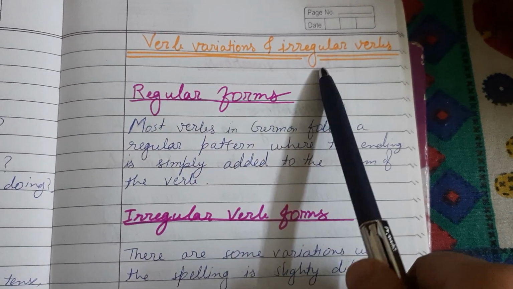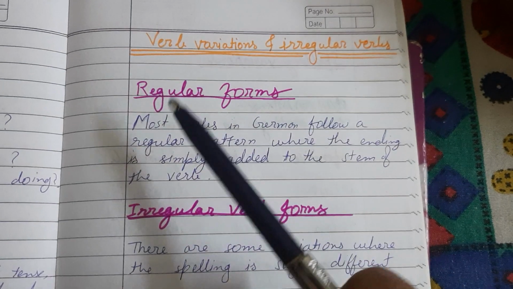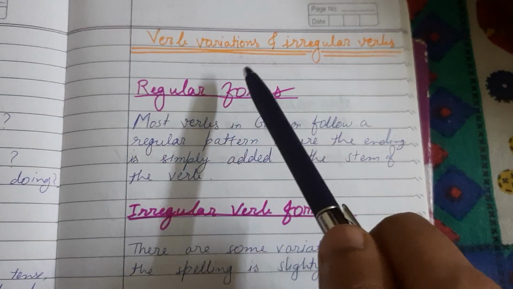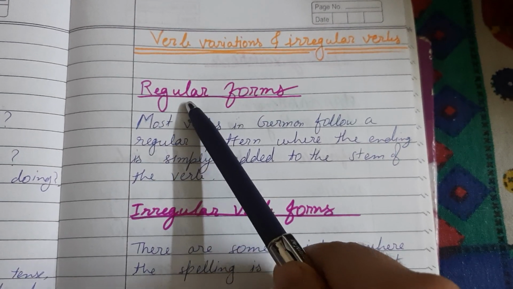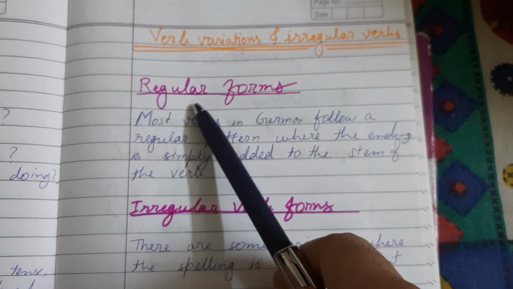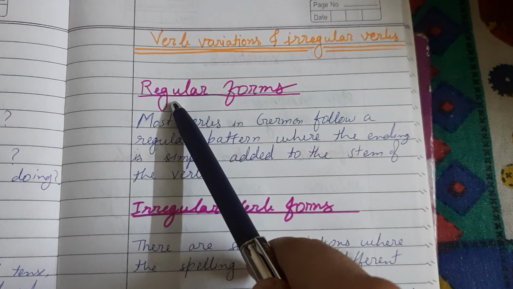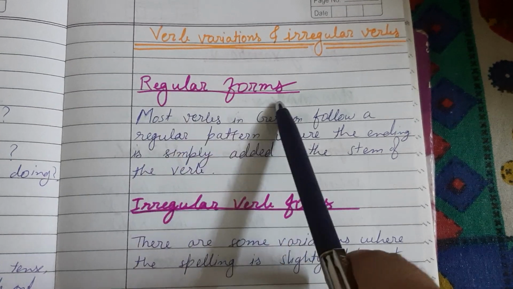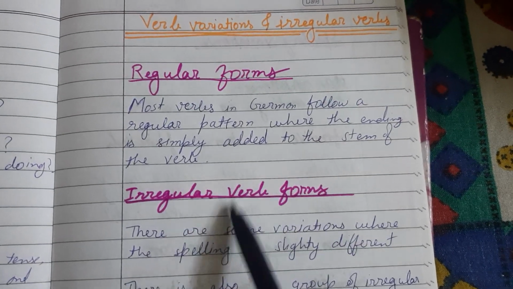Verb variations and irregular verbs. So there are two types of forms of verbs. In present tense, we have regular forms and irregular forms.